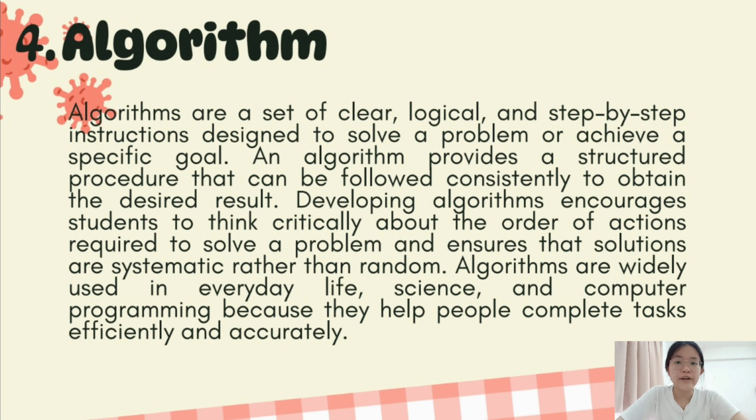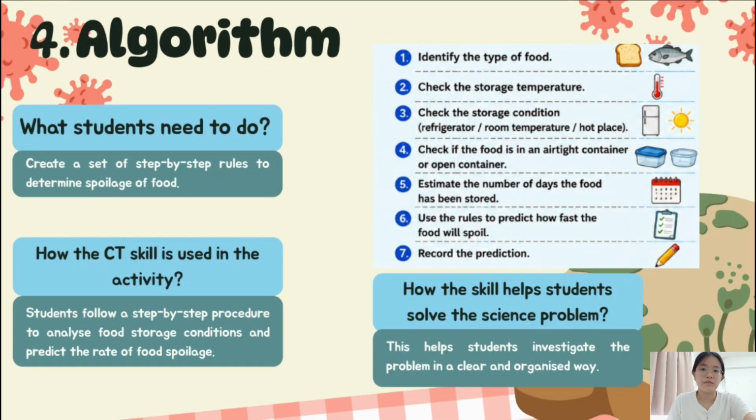Next, algorithms. Algorithms are a set of clear, logical, and step-by-step instructions designed to solve a problem or achieve a specific goal. To solve this problem, students create a set of step-by-step rules to determine spoilage of food. Students follow a step-by-step procedure to analyze food storage conditions and predict the rate of food spoilage.